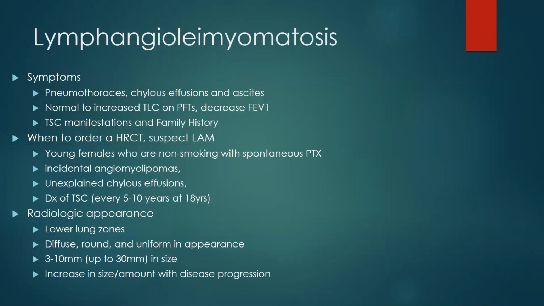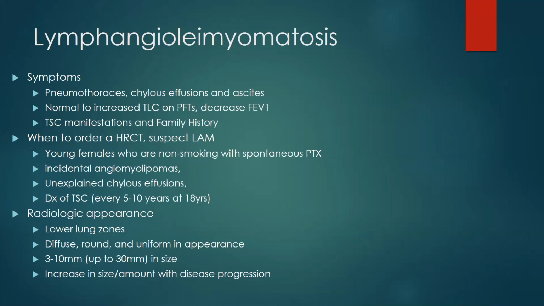So in terms of LAM, symptoms include dyspnea on exertion, shortness of breath, and constitutional symptoms, but many times they're diagnosed after a spontaneous pneumothorax with CT scan. A lot of times chylous effusions as well as chylous ascites can also be seen. PFTs, if obtained, can show an obstructive-like process. A lot of times these are younger females without smoking history, which also gives a clue for this disease process.